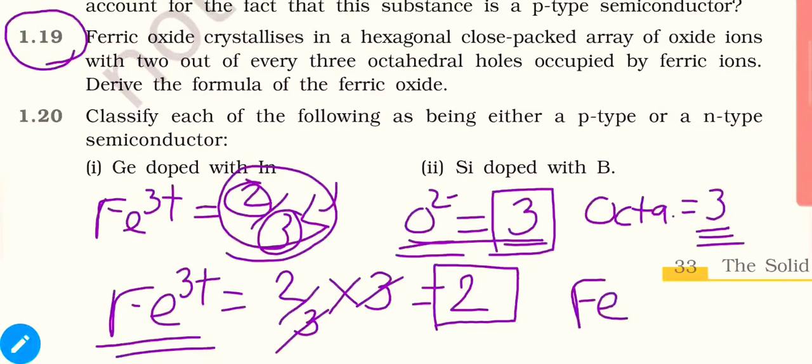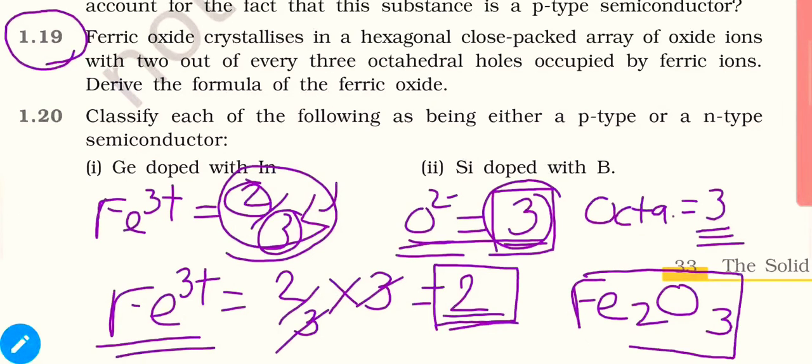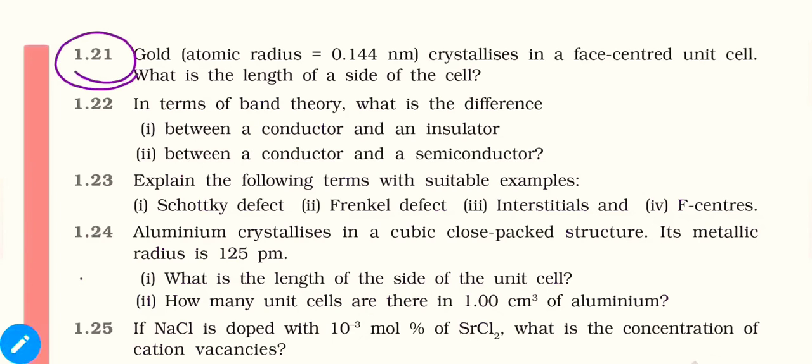So that means our formula will be Fe2O3. Okay, so this will be the formula of ferric oxide. Now example number 1.21: gold, atomic radius 0.144 nanometer, crystallizes in a face centered unit cell.